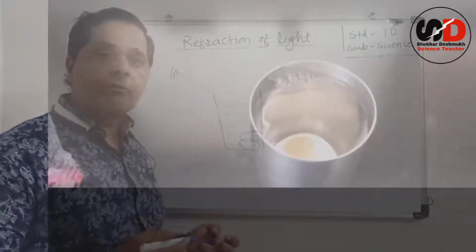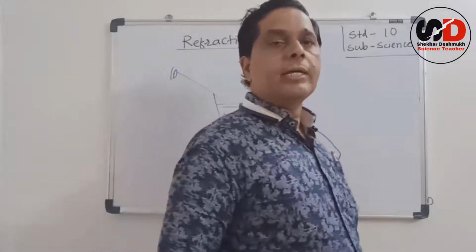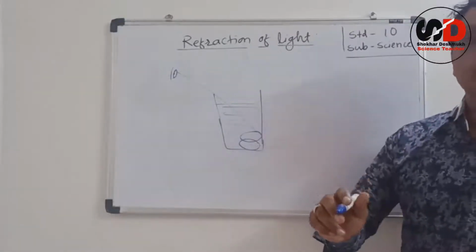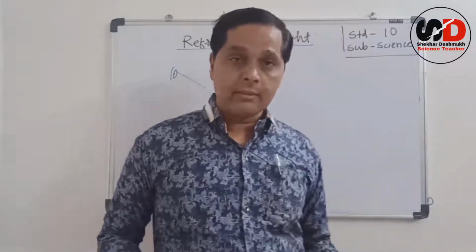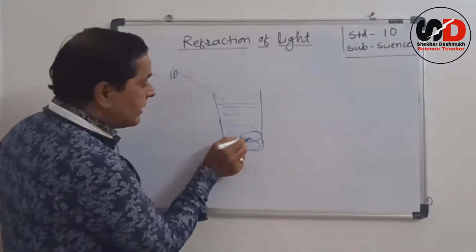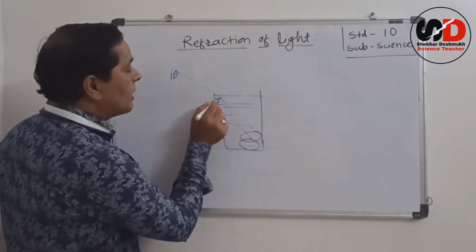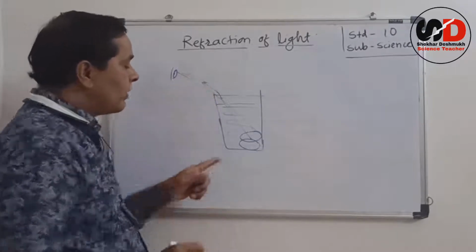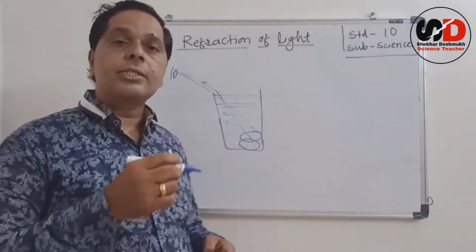So this is our observation. So why does it happen? All the changes that we observe are due to the refraction of light. That means due to the bending of light. Whenever the light rays come from the surface of water, they bend, and due to this bending of light, we can see the coin, or we can see the changes here.